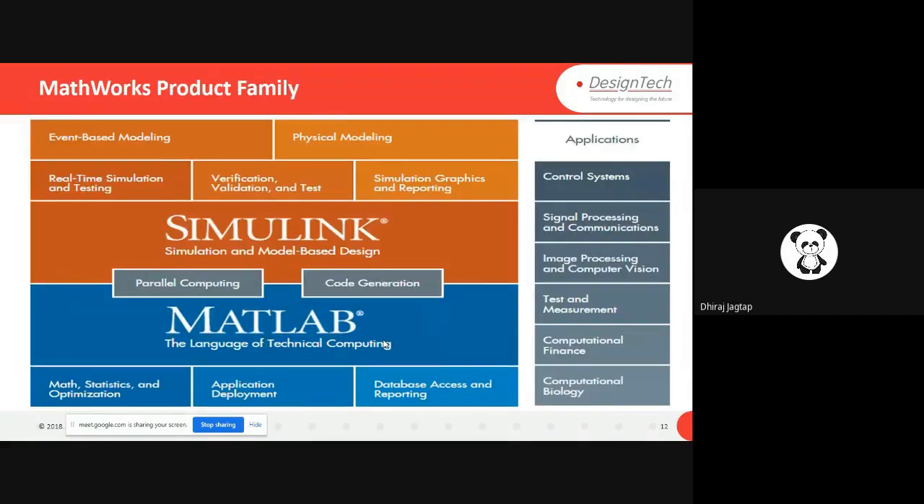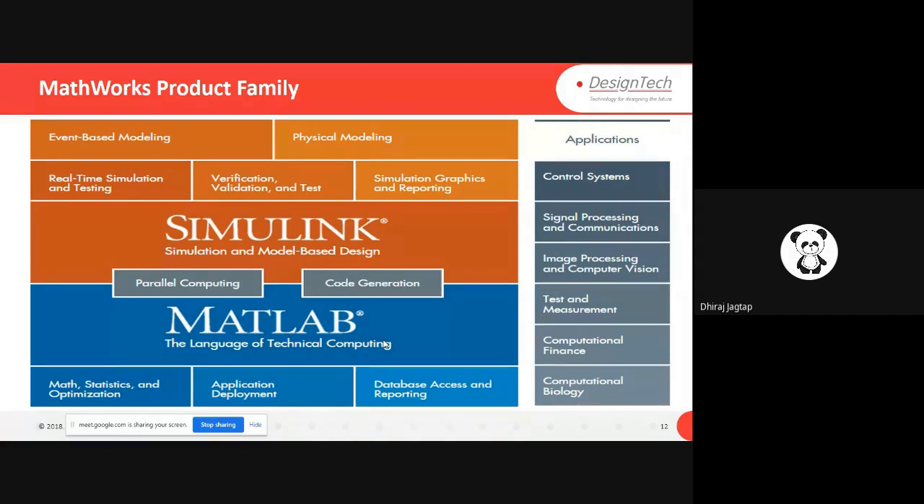If you talk about the MathWorks product family, right now there are more than 100 toolboxes available in MathWorks. It depends on which application area you are working in, whether you are from the mechanical, electrical, electronics, civil, or computer science domain, or from a data science environment, and many more. These are some of the environments where MATLAB can be used. All modules are available under the MATLAB and Simulink environment, but to access them, they work on top of MATLAB.